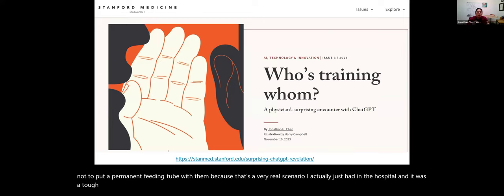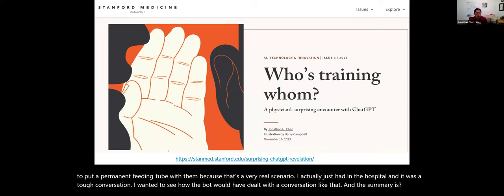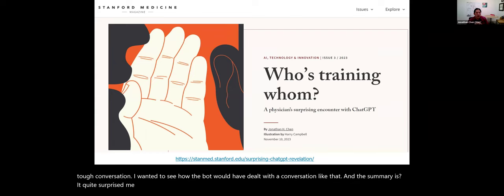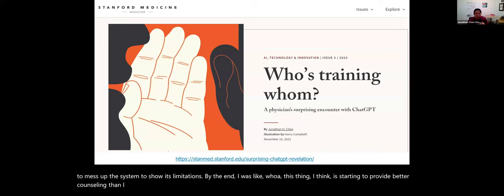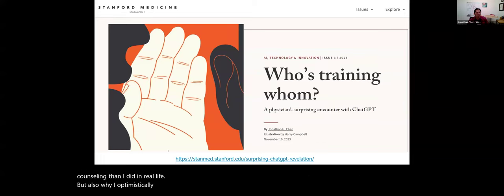I wanted to see how the bot would have dealt with a conversation like that. And the summary is, it quite surprised me, the level of sophistication with the kind of responses generated, to the point that at first I was trying to mess up the system to show its limitations. By the end, I was like, whoa, this thing, I think, is starting to provide better counseling than I did in real life. But also, why I optimistically think about that, well, it's not computer versus human here.